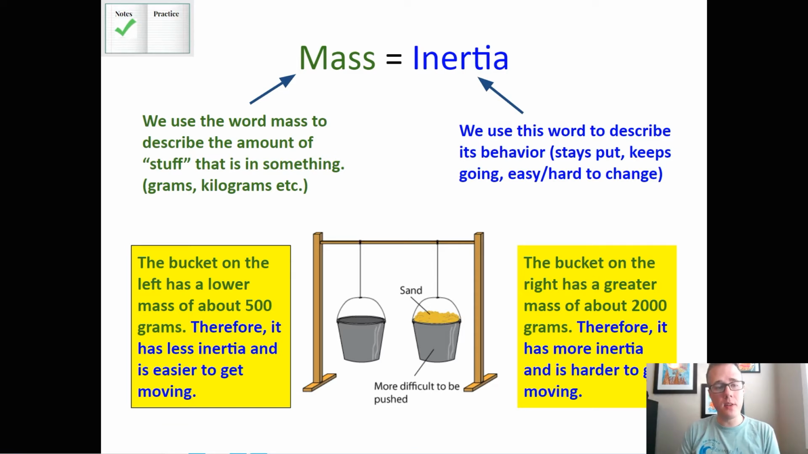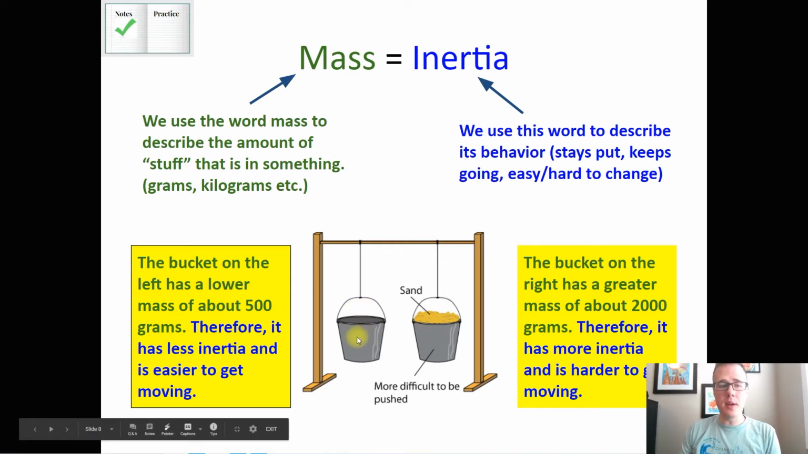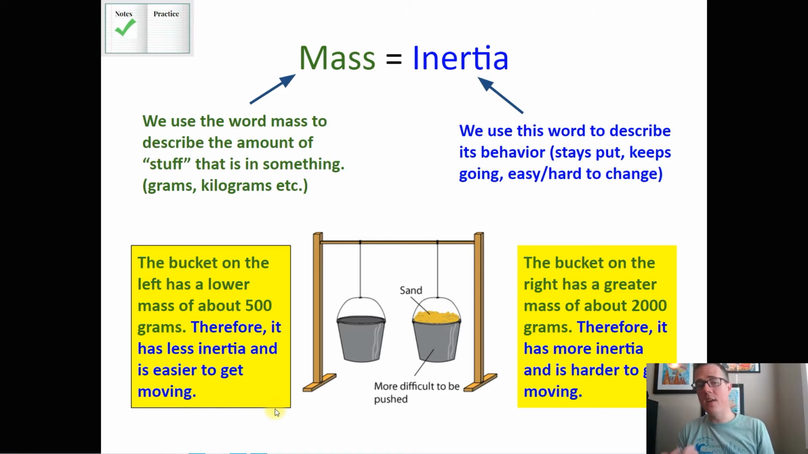So let's go back to the buckets and I'll give you some examples. Over on the left-hand side, the empty bucket has a lower mass of about 500 grams. That's how we'd use the word mass. Therefore, it has less inertia and is easier to get moving. So we're talking about the same thing. By saying it has 500 grams, we're talking about mass. By saying that it is easier to get moving, we're saying that it has a low inertia.